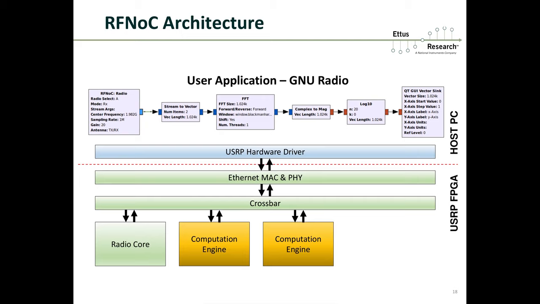The upper part of the slide shows a screenshot of a GNU Radio flow graph that implements a real-time spectrum display. The lower part of the slide shows a diagram of the RFNoC framework. The red dotted line indicates the boundary between the host computer, or the CPU, running the UHD driver, and the FPGA.